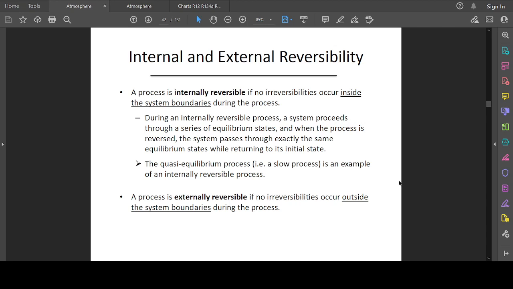These could be narrowed down to internal and external reversibilities. A process is internally reversible if no irreversibilities occur inside the system boundary during the process. During an internally reversible process, a system proceeds through a series of equilibrium states, and when the process is reversed, the system passes through exactly the same equilibrium states while returning to its initial state. The quasi-equilibrium process, which is a slow process, is an example of an internally reversible process.